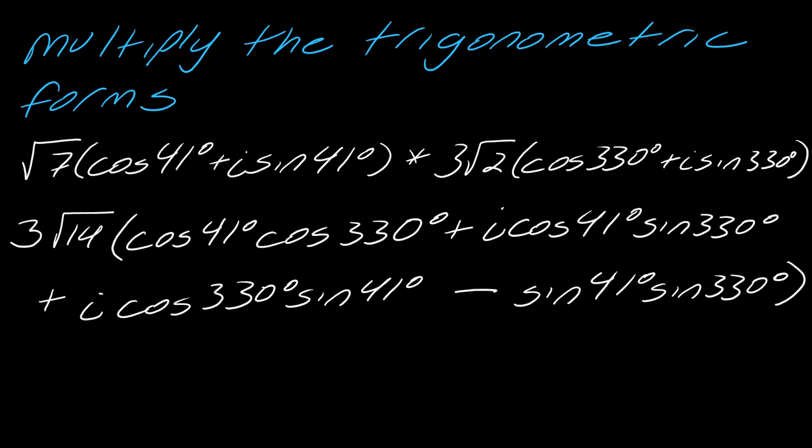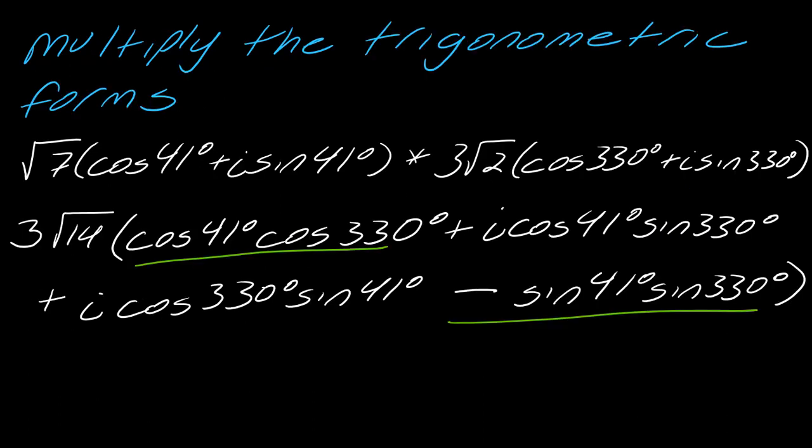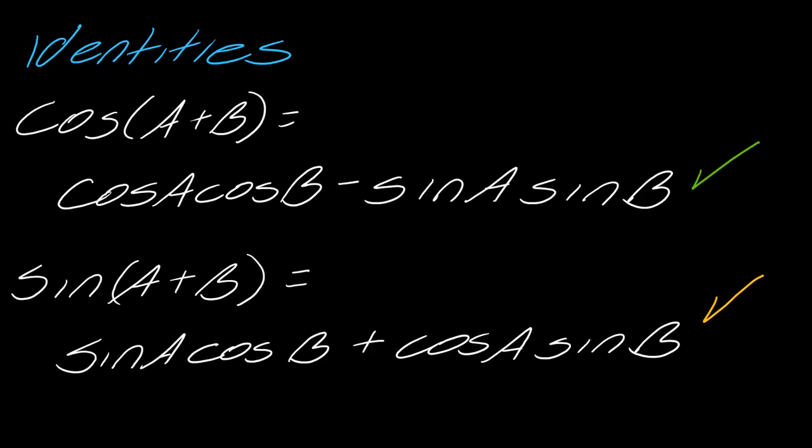Okay, so look, I've got cosine 41 degrees, cosine 330, minus sine 41 degrees, sine 330. And that totally follows this cosine A, cosine B minus sine A, sine B. So cool, we've got that. Next, we've got these parts: cosine 41, sine 330, cosine 330, sine 41. That follows this other identity.